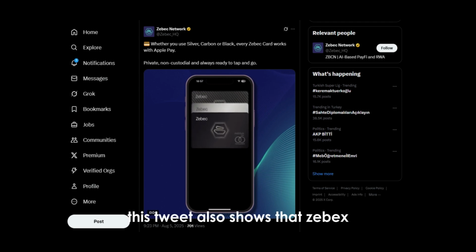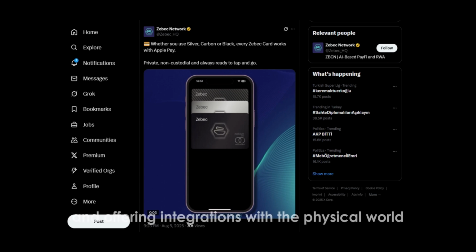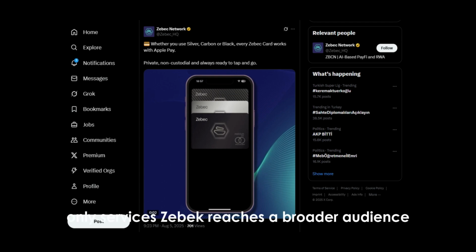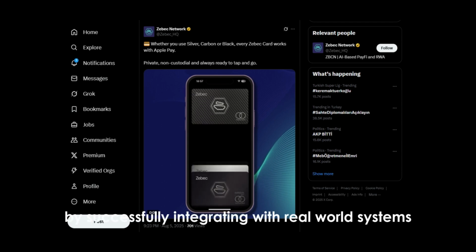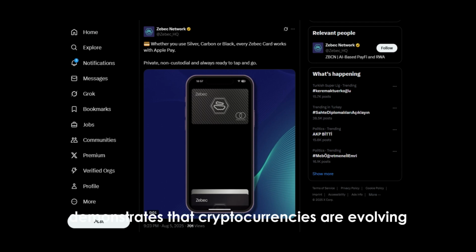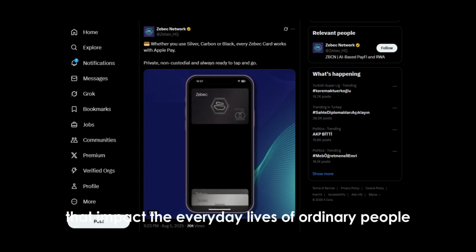This tweet also shows that Zebec's ecosystem is expanding beyond digital solutions and offering integrations with the physical world. While many Web3 projects remain limited to digital-only services, Zebec reaches a broader audience by successfully integrating with real-world systems like Apple Pay and offering physical cards. This approach demonstrates that cryptocurrencies are evolving from being a niche interest for tech enthusiasts to becoming tools that impact the everyday lives of ordinary people.